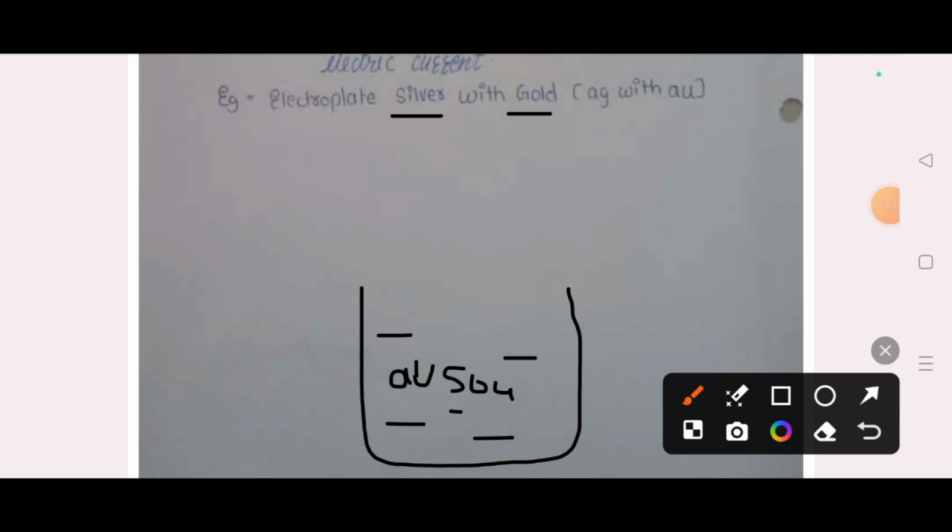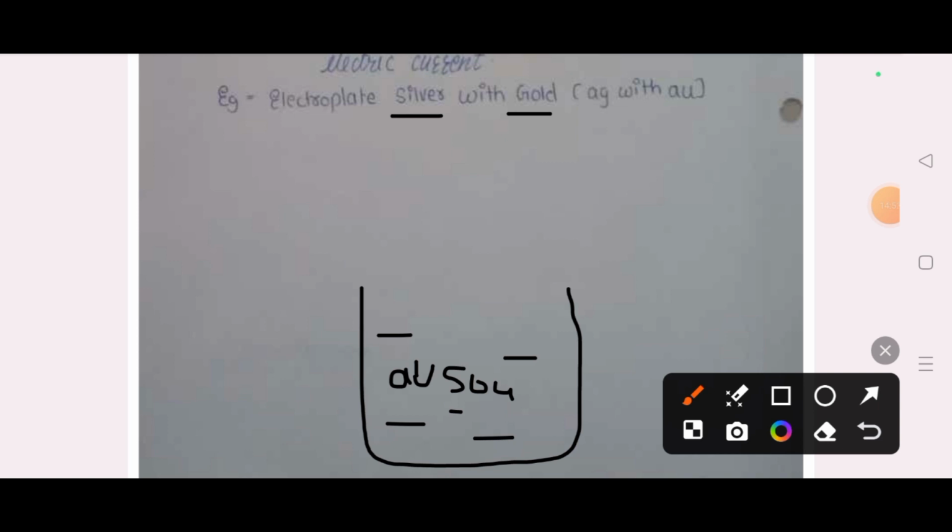Now, why only AuSO4? Why not silver? Because this gold will decompose, no? You want to apply gold, that's why gold will be the solute in the solution, because we have to deposit gold on another material. Okay.